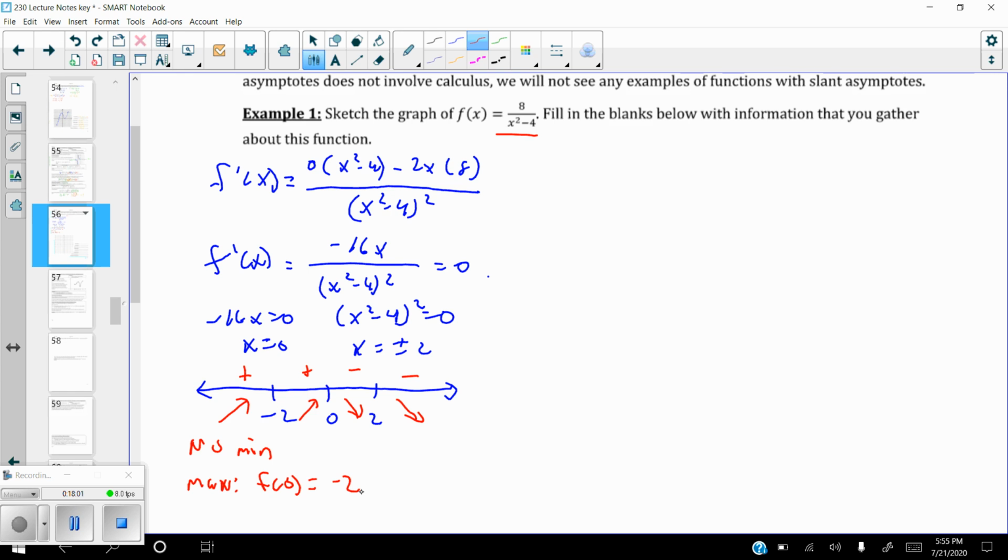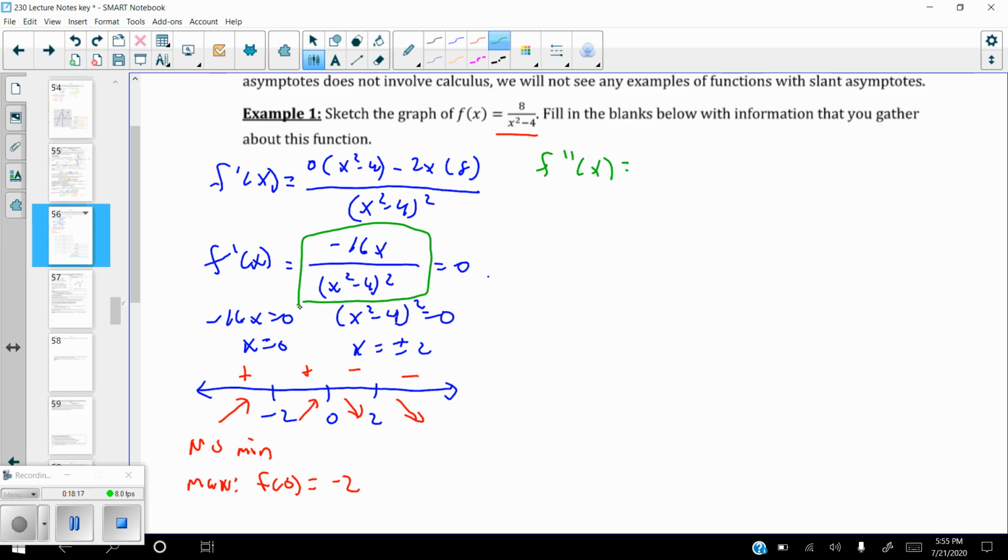Okay, we're going to need a second derivative. I'm going to take the second derivative from here because it's simplified. It's going to be easier to deal with. Once again, it's a quotient rule. This is going to be a little bit more lengthy.